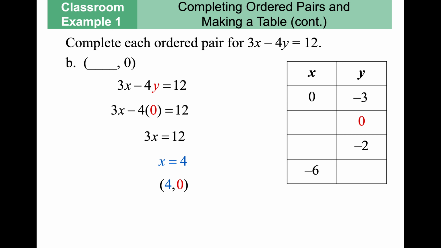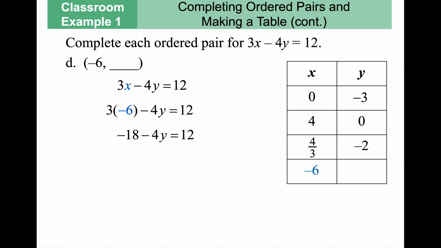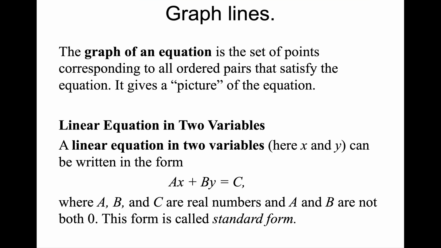So notice this isn't anything that you're getting from a graphing calculator right now. You have to do the number crunch. I'm going to replace y with negative 2, solve for x, and I get 4/3. Replace x with negative 6. So when we get to the input-output, that's going to be when we have it solved for y. So we're going to get there.